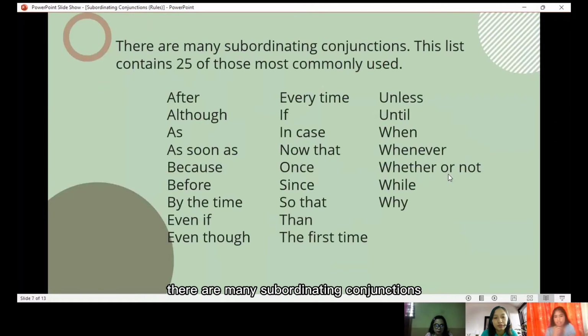There are many subordinating conjunctions. This list contains 25 of those most commonly used. Guys, can you read what those are?